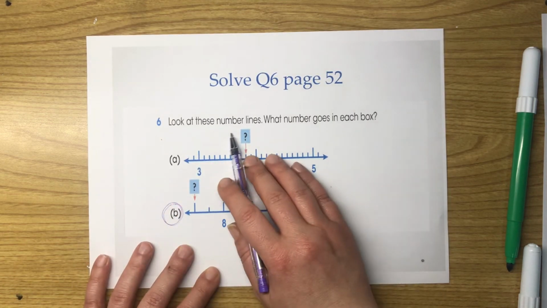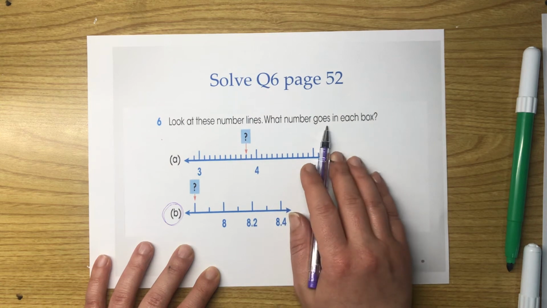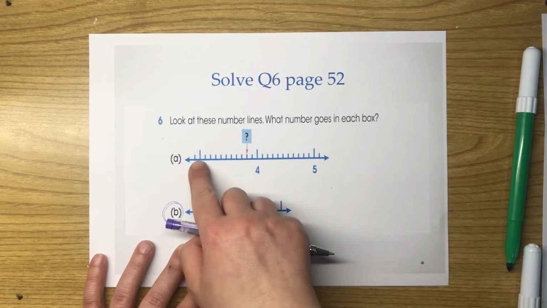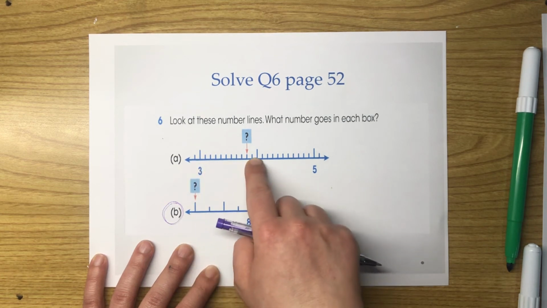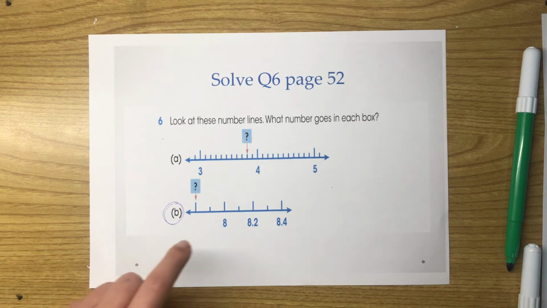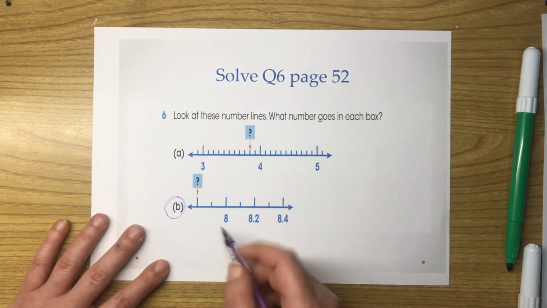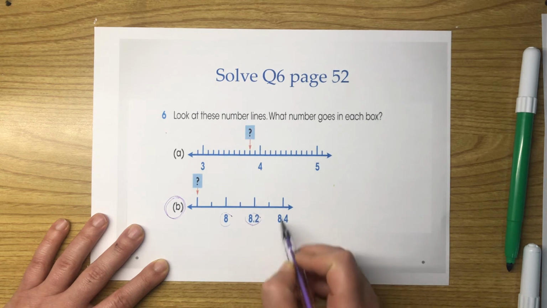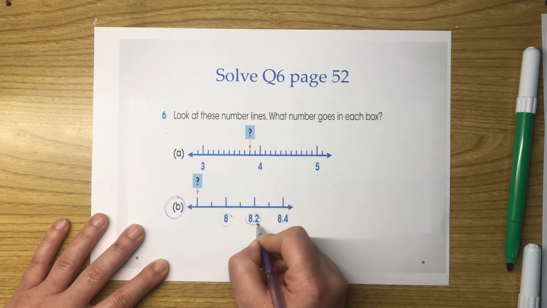Look at these number lines. What number goes in each box? This one is for you. 3 and 4 has been divided into 10 equal parts. You have to find out what's the value of this number here. The next number line, look between 8. The next number after 2 intervals is 8.2. 2 intervals, 8.4.